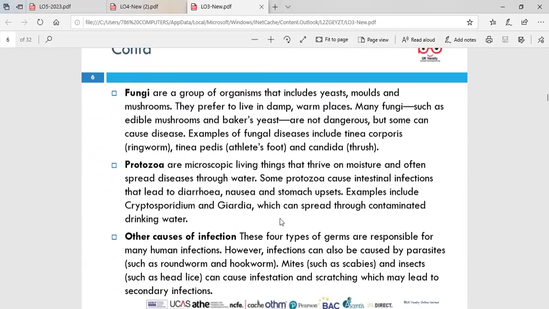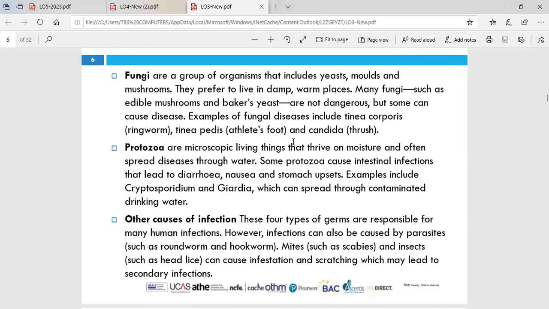Then we have fungi. Fungi are a group of organisms that include yeast, molds, and mushrooms. They are very common in damp areas and warm places. Many fungi are edible.